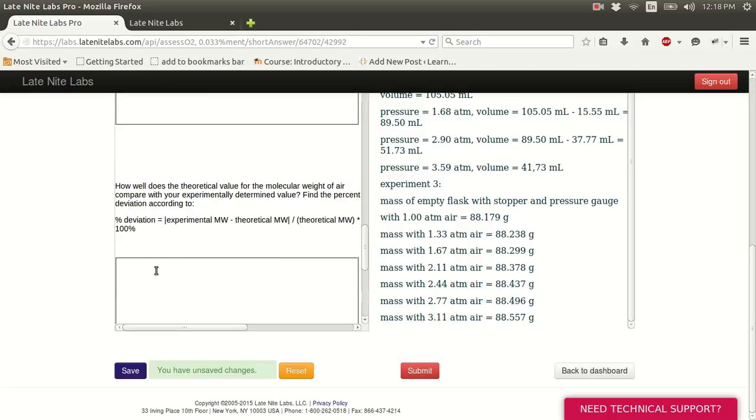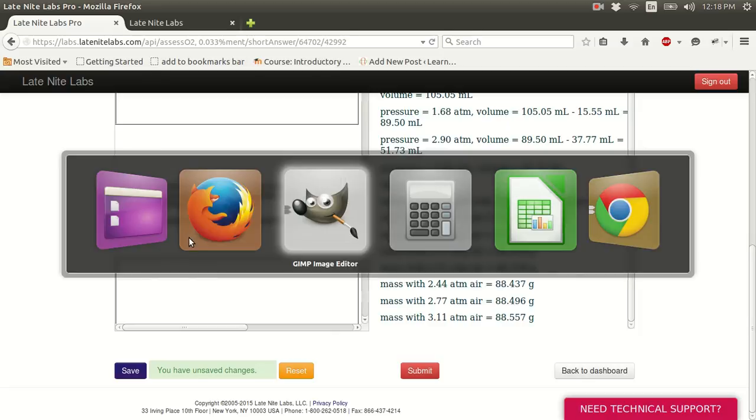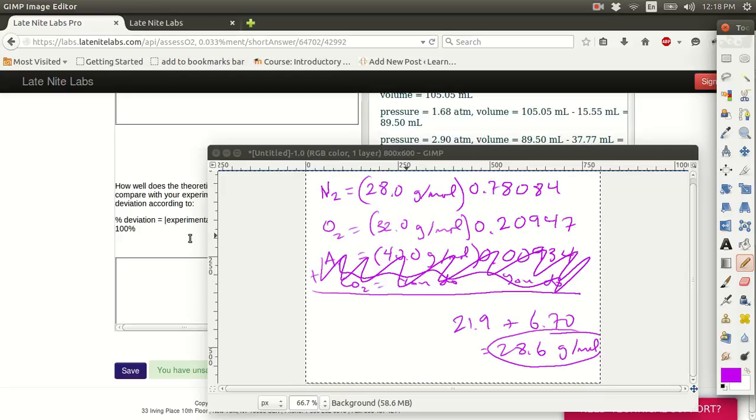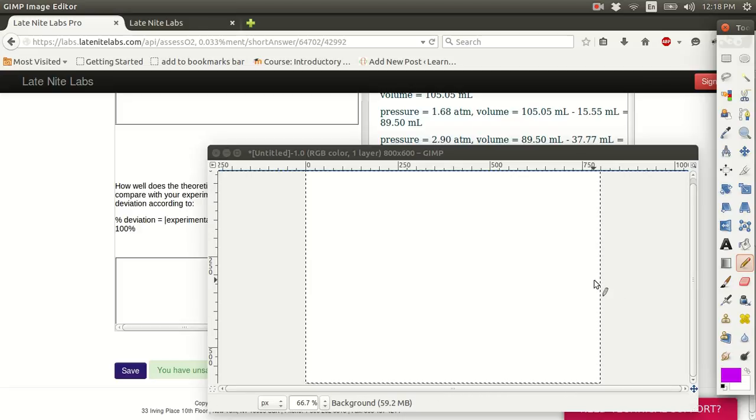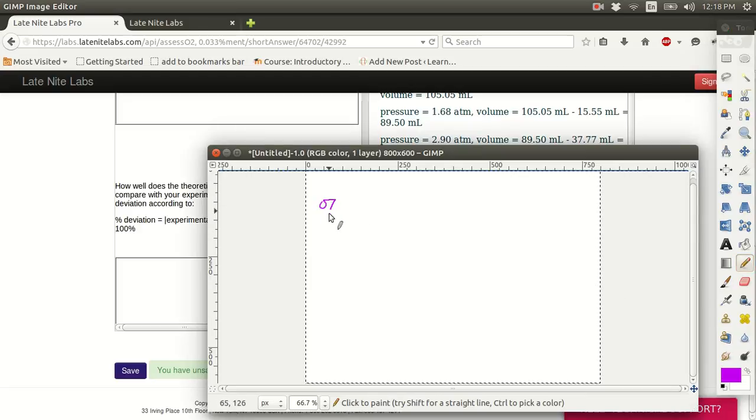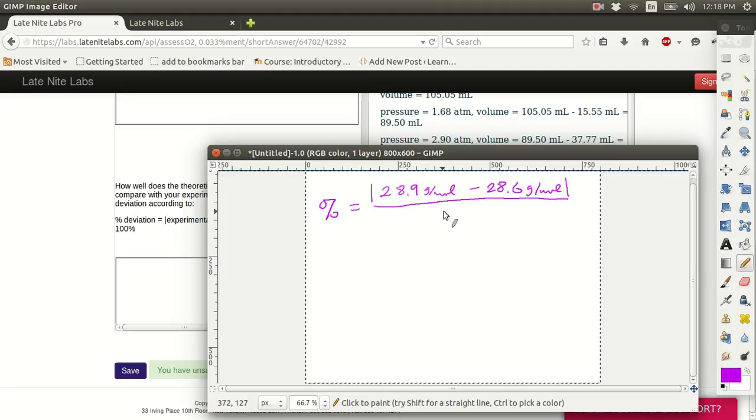Okay, so here you use this old formula. Let me write it in a little more familiar way for you. So your percent error, in this lab it's called percent deviation, it's going to be equal to your experimental, which in my case was 28.9 grams per mole, minus your theoretical, which you just calculated up there. In my case, remember, it was 28.6 grams per mole. It's the absolute value of that divided by the theoretical, the stuff I just calculated up there. For me, it was 28.6. For you, it will be something else.